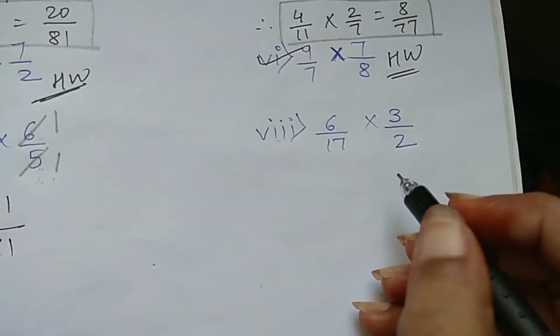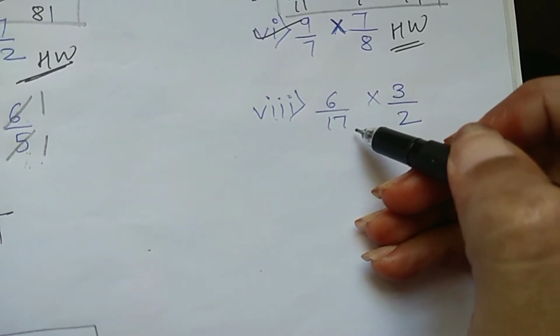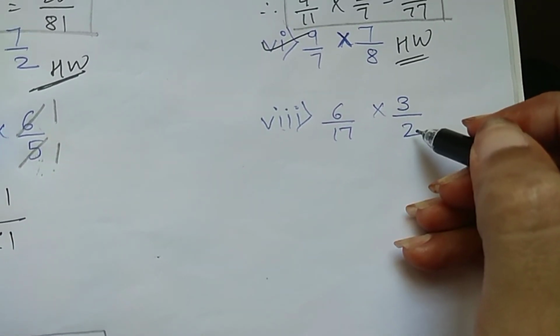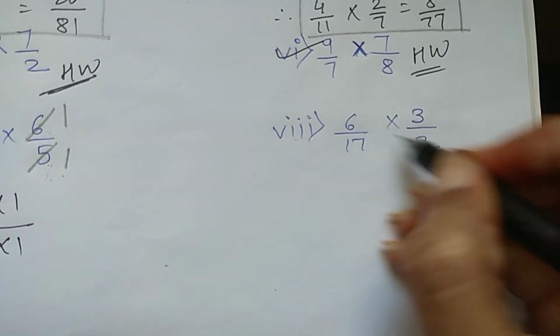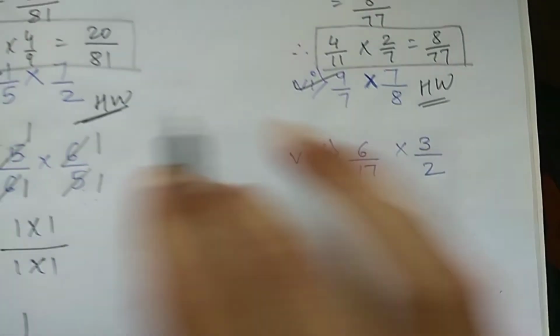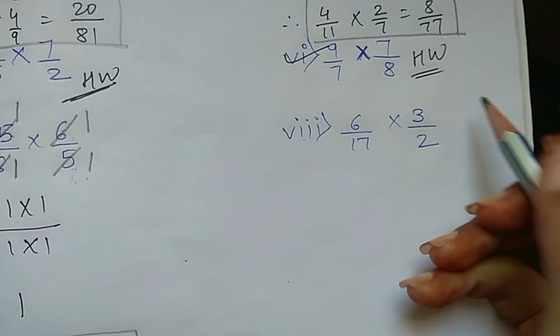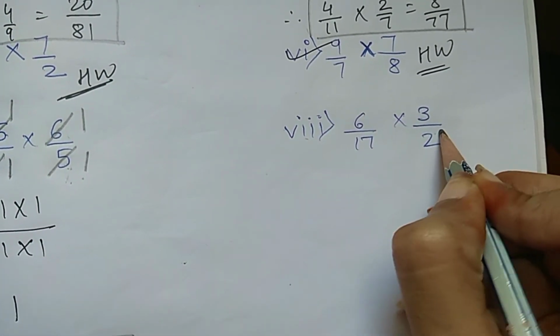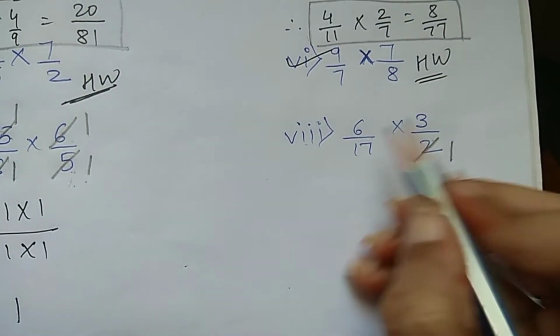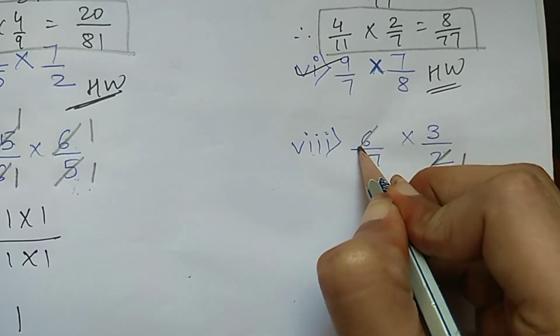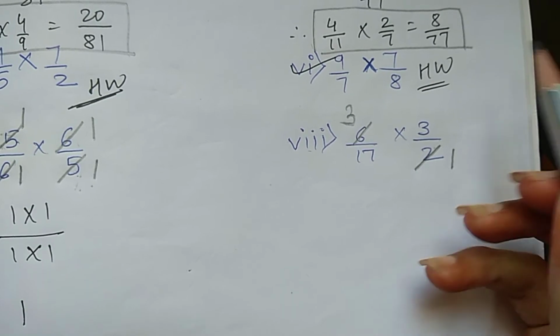Now last sum, 6 upon 7 can't be reduced. 3 upon 2 also can't be reduced. Now let us see crossway. 6 and 2. Yes, 6 and 2 have a common divisor, that is 2. So if we are dividing 2 by 2, our answer is 1. If I am dividing 6 by 2, our answer is 3.